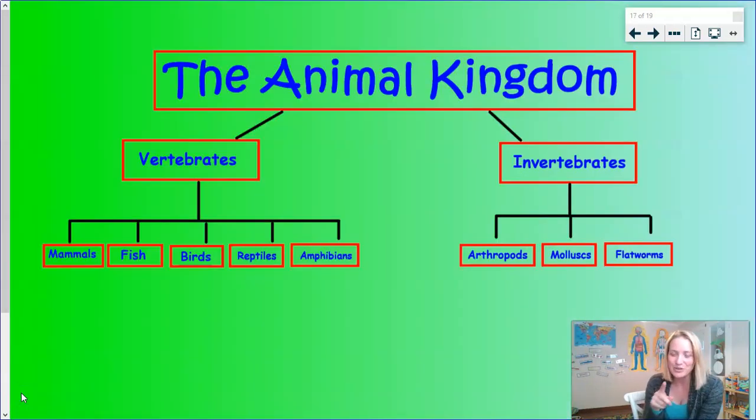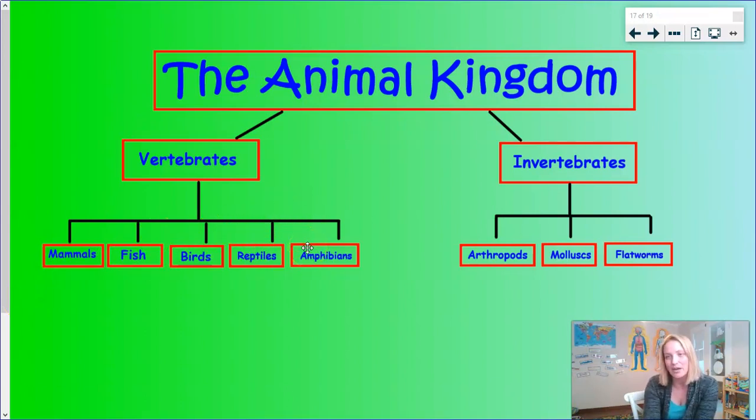So I'm now bringing you back to our tree diagram. Remember, I said yesterday that if this is the trunk of the tree, individual branches come off to give you separate sections. And yesterday we focused on the vertebrates and the 5 different classes: mammals, fish, birds, reptiles, and amphibians.